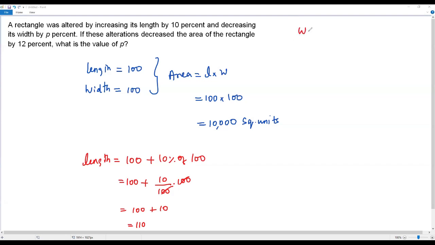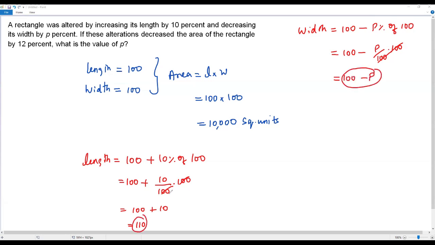Okay, now let's calculate the new width. The width is decreased by P%. The original width is 100. Since it is decreased, we have to subtract P% of the original width, that is P% of 100. Now let me finish the calculation. 100 minus P% of 100 means P over 100 times 100. This 100 will cancel. I'm getting 100 minus P. So this is the new width and 110 is the new length.